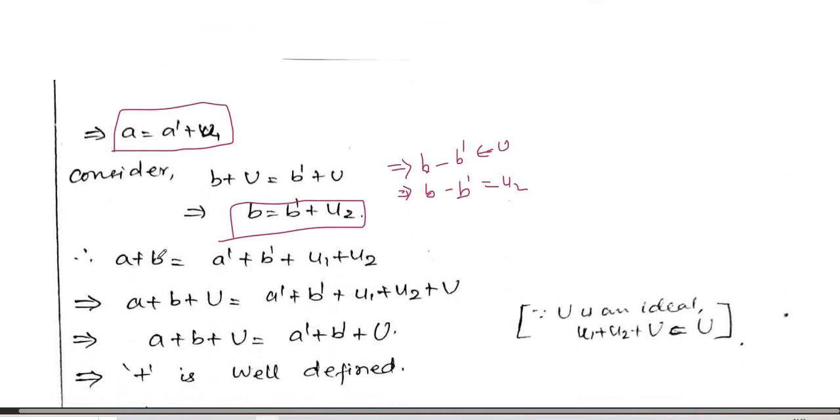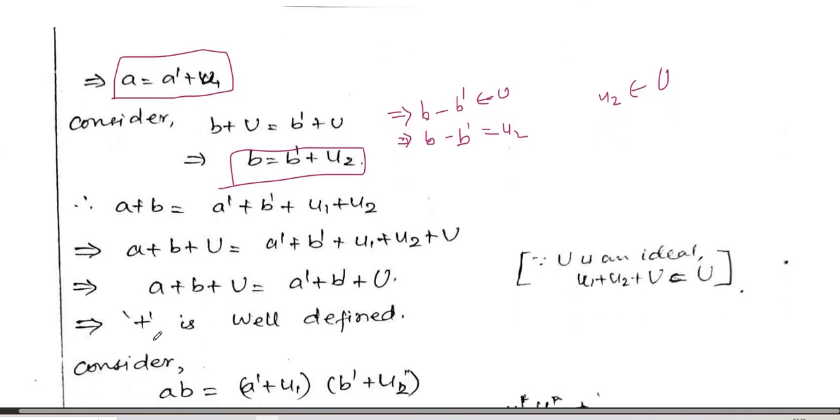So when we consider a plus b, it will be a prime plus u1 plus b prime plus u2. But we have the ring R to be commutative with regard to addition. So we have this, and from here, when we consider a plus b plus u, it will be this. Now, because u is an ideal, it's a subgroup, and u1 and u2 are members of capital U. So this will be absorbed. So you just have a prime plus b prime plus u. So this tells us that our addition is well defined.